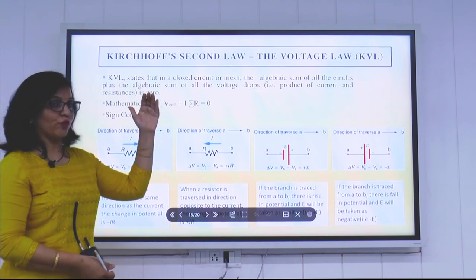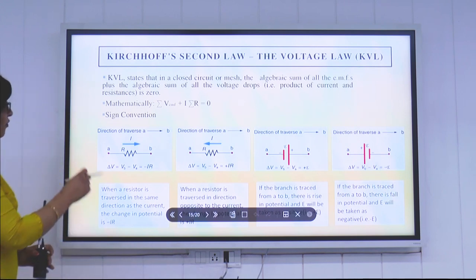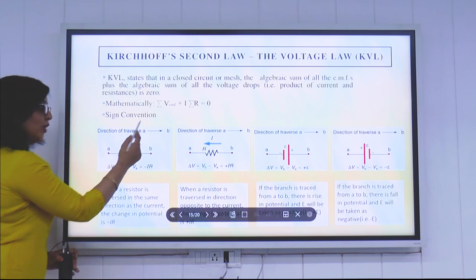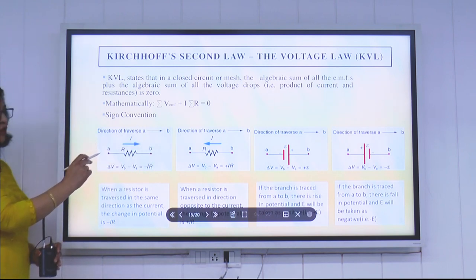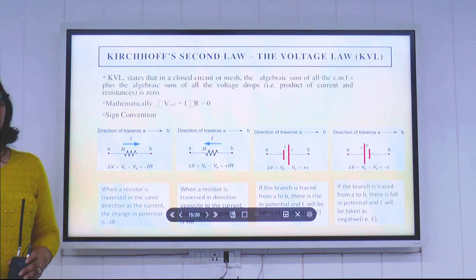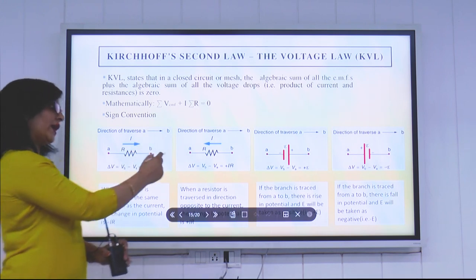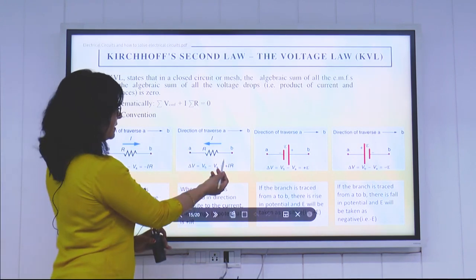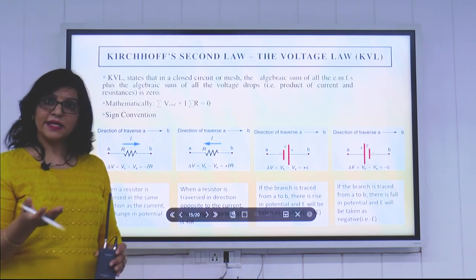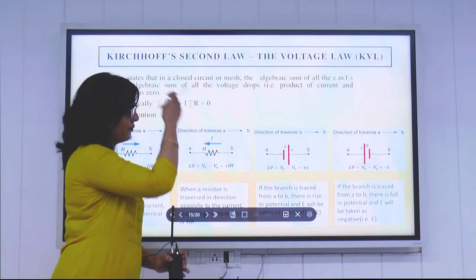Before applying the Kirchhoff voltage law, we have to learn some rules, that is sign conventions. First convention is that if we travel through resistance R from A to B and current also travels from A to B, it means we are moving in the same direction as that of current, so the drop is negative. If we travel through R from A to B and current travels from B to A, that means we are moving in a direction opposite to current, so the voltage drop is positive.